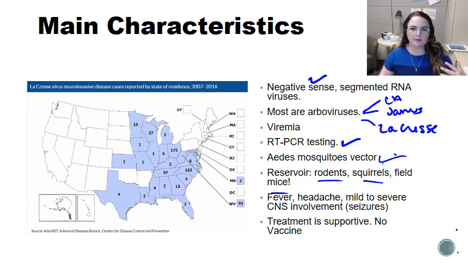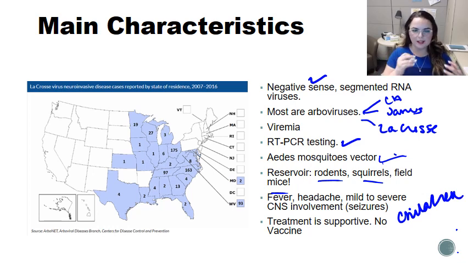So what actually happens in each of these viruses? What I'm going to say applies to all three: California, Jamestown, and La Crosse. They're a widely distributed group. There are actually more than these three; there are 10 antigenically related viruses. Essentially what we see is an undifferentiated fever, headache, and mild to severe CNS involvement. When it's severe, we can see seizures, and that involvement is most often seen in children. So this is one of those things where little kids get it a lot harder than adults.